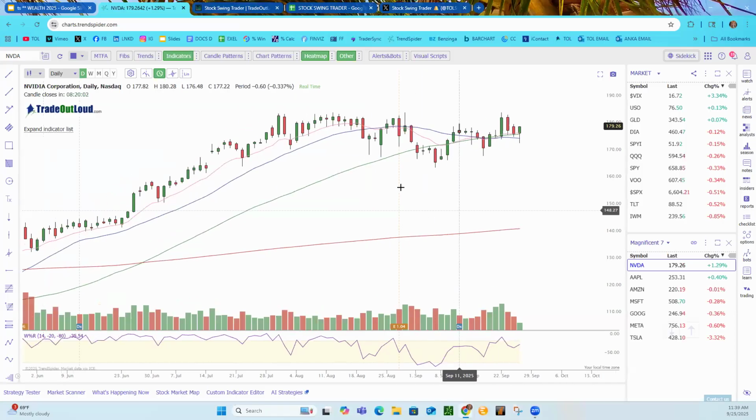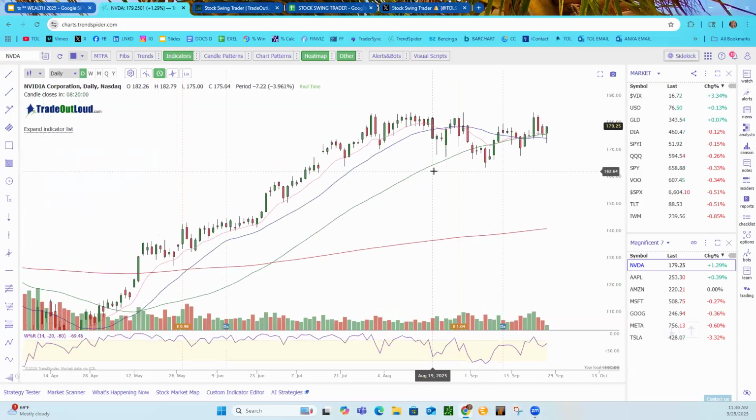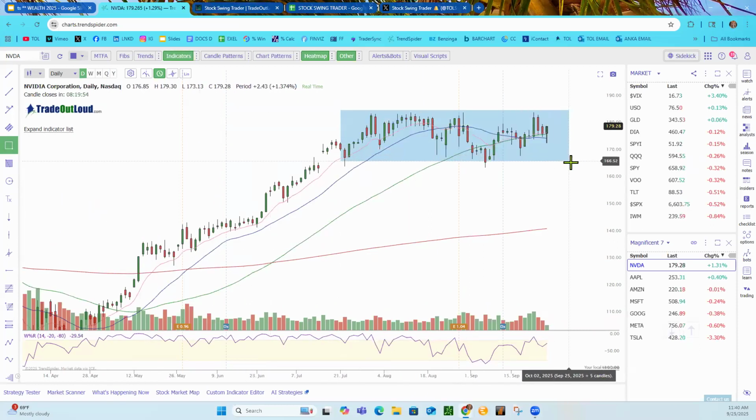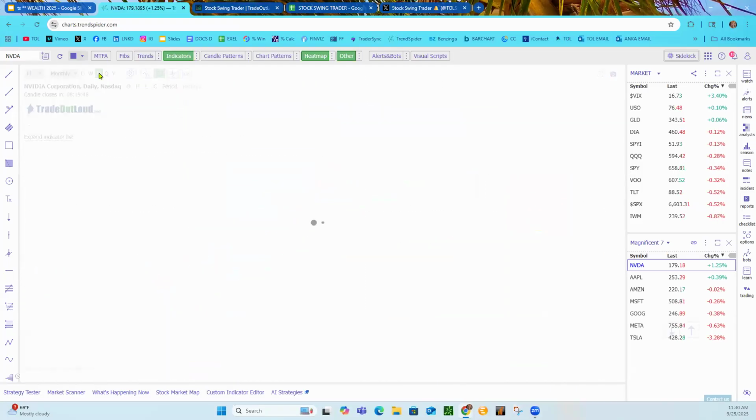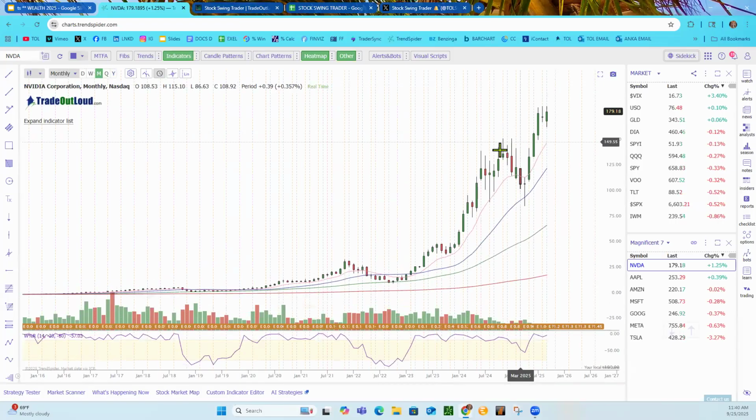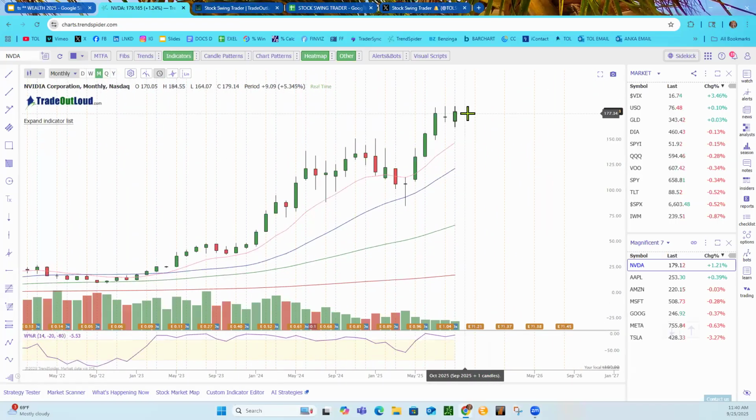Nvidia has actually a different type of pattern, if you will. Nvidia has been very sideways. You can see the block right here. This is a sideways range, right? It has heavy resistance to the upside, heavy support to the downside. And if you're looking at a monthly chart, you're going to see that it's in a compression pattern. We had an indecision candle here. We didn't take out the indecision candle, so we are not getting a continuation.